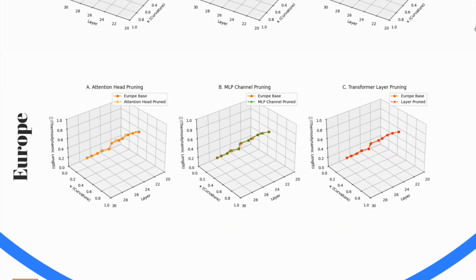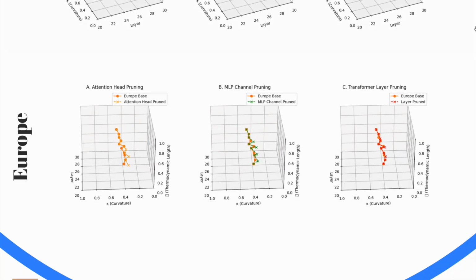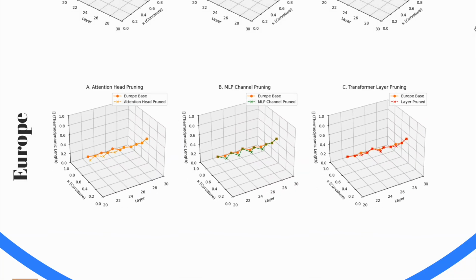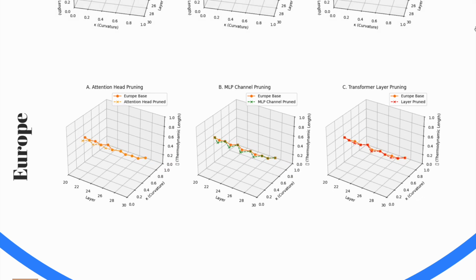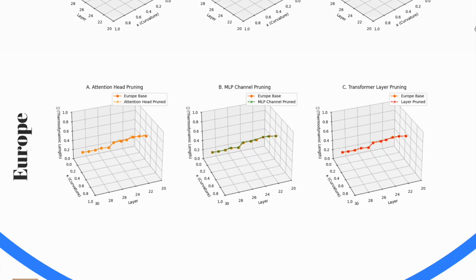Bottom line: attention head pruning weakens discourse stitching, MLP channel pruning erodes fine-grained detail, and transformer layer pruning opens a structural gap. Each shortens the reasoning path with a particularly sensitive band in the European stack around layers 23 to 27.